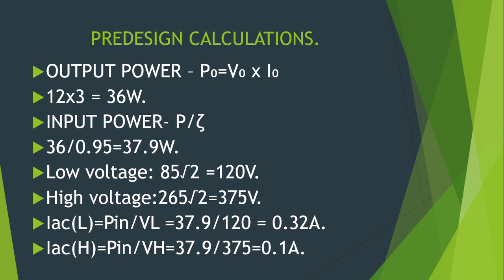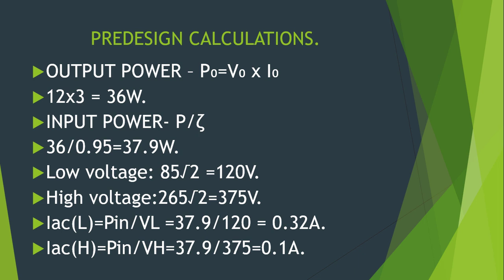So our output power is P naught, which is P output equals V output times I output. We multiply our required output voltage by our required output current and we get 36 watts. Then coming to our input power, we have power over efficiency. This is the amount of power the circuit draws. So 36 watts over 0.95, this is our efficiency, which gives 37.9 watts. It's almost close to the output power.